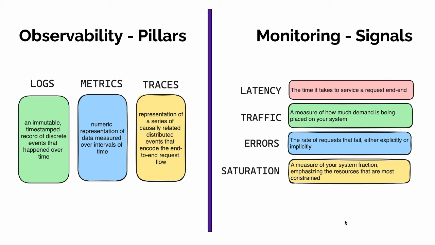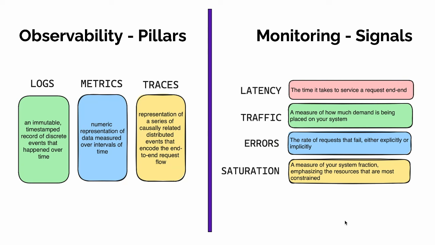As per Google's SRE principles, these are the four golden signals that one has to monitor to make sure the system is highly available. The first is latency, a metric of the time it takes to service a request from end to end. That is, from the request originating from your user application, through your API gateway, to your microservice and even to your database systems.